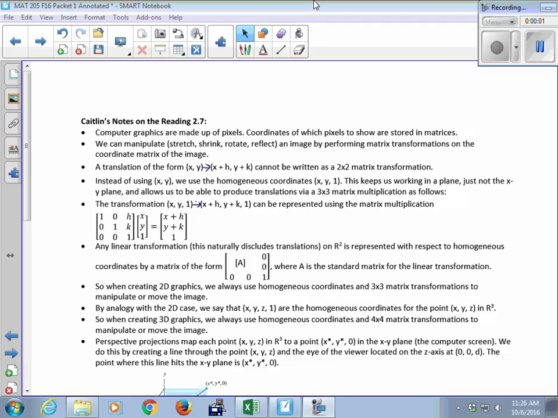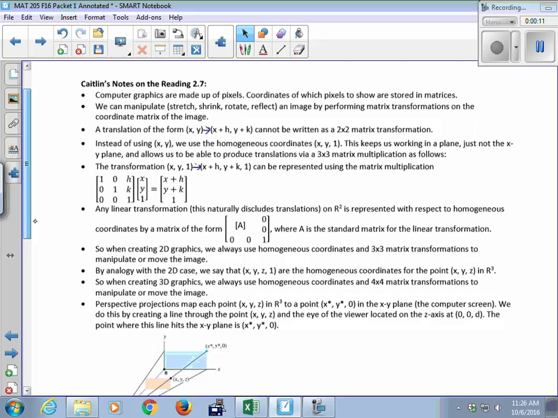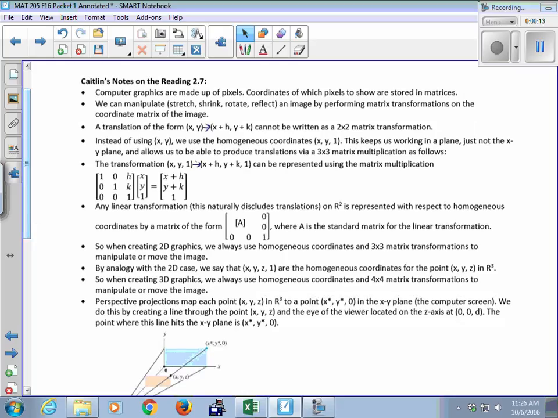So here are my notes on 2.7. I figured I'd project them because we're going to need to refer to some of these computational things as we do the problems. And I cannot remember them. So for your test, you might want to have these special matrices written down somewhere.